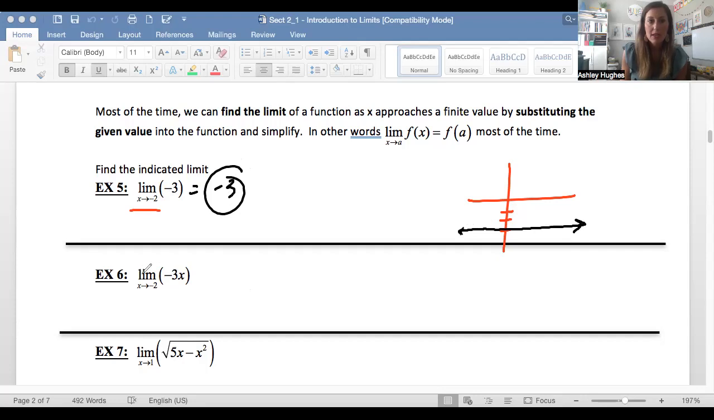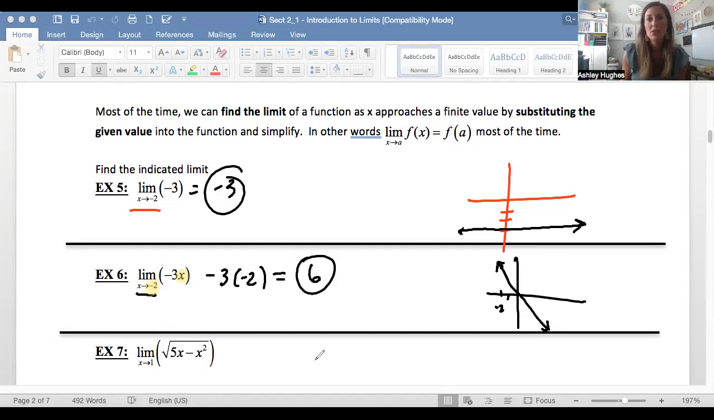Now, what if we're taking the limit as x approaches -2 of -3x? Now, if you wanted to graph that, you don't have to graph these. I'm just trying to show you, for those of you that are visual, -3x looks something like this. So if I go to -2, I know that I'm going to be somewhere on this line. How do I figure out where I am? Well, you just plug it in, or the mathematical term for that is substitution. So we're going to substitute in -3 times -2, and negative times a negative is a positive. So our answer would be 6.